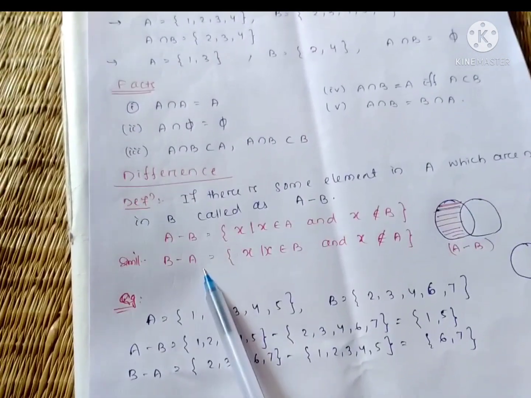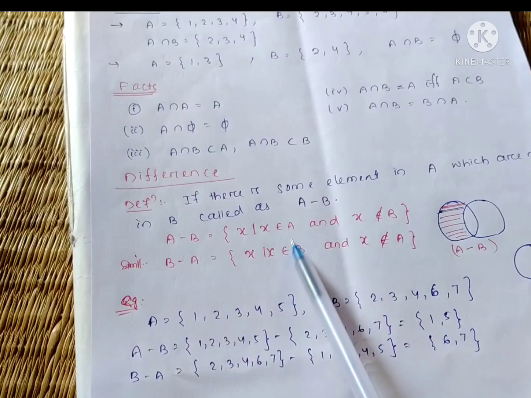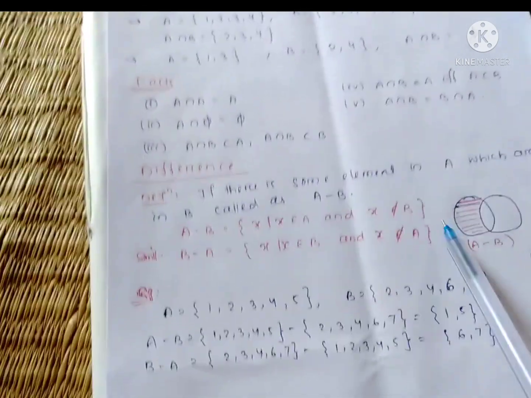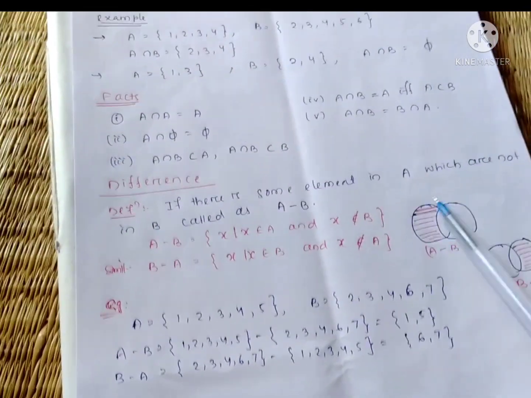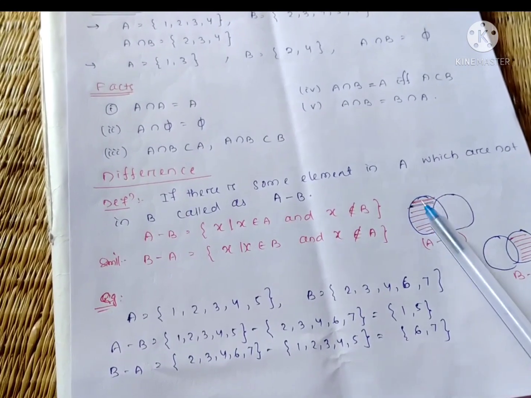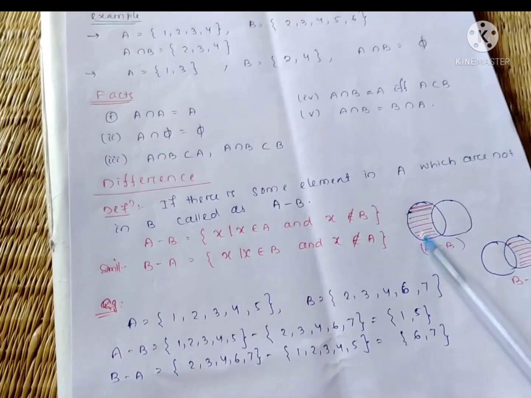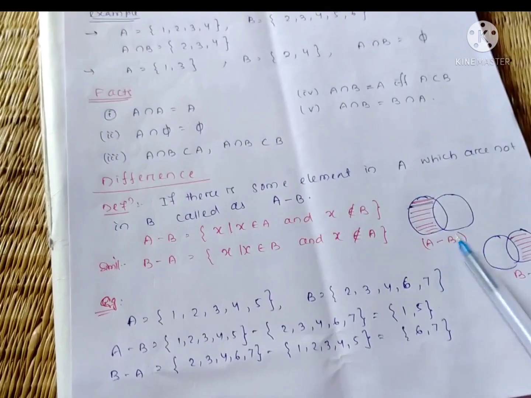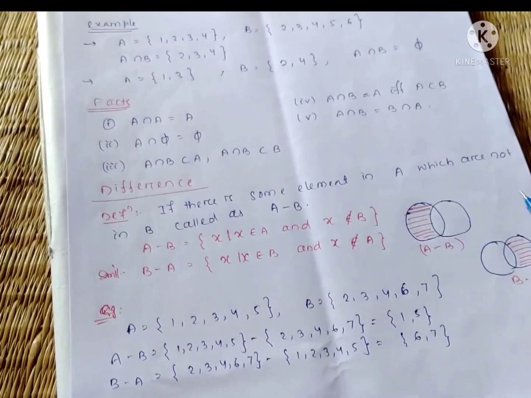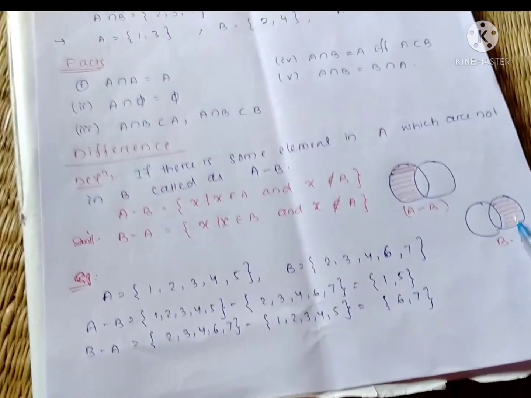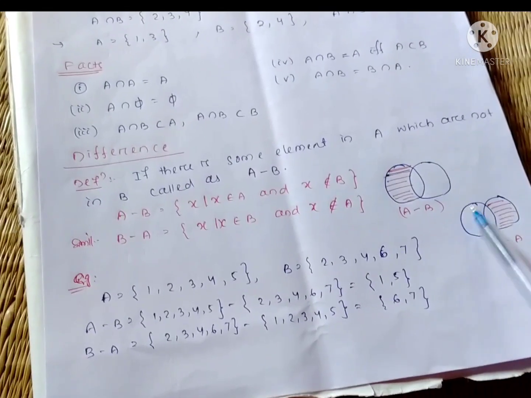Similarly, B minus A equal to X such that X belongs to B and X does not belong to A. वेन डायग्राम इसका इस तरह ही होगा. जो सिर्फ A में ही कंटेन होगा, B में नहीं होगा, उसे हम A माइनस B बोलेंगे और A डिफरेंस B बोलेंगे. जो एलिमेंट सिर्फ B में होगा और A में नहीं होगा उसे हम B डिफरेंस A बोलेंगे.